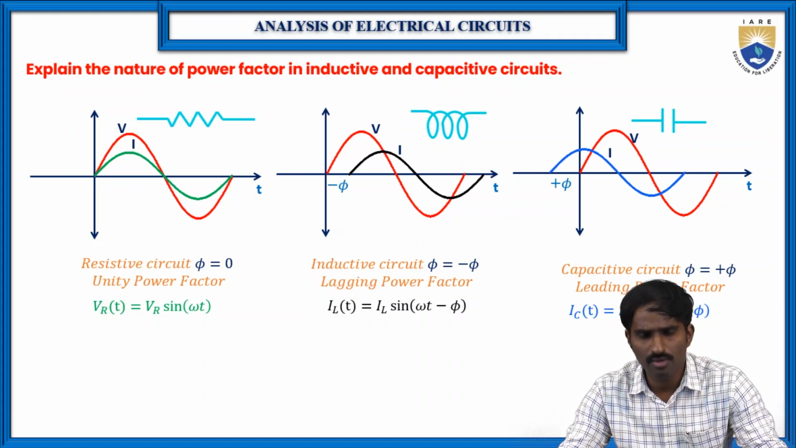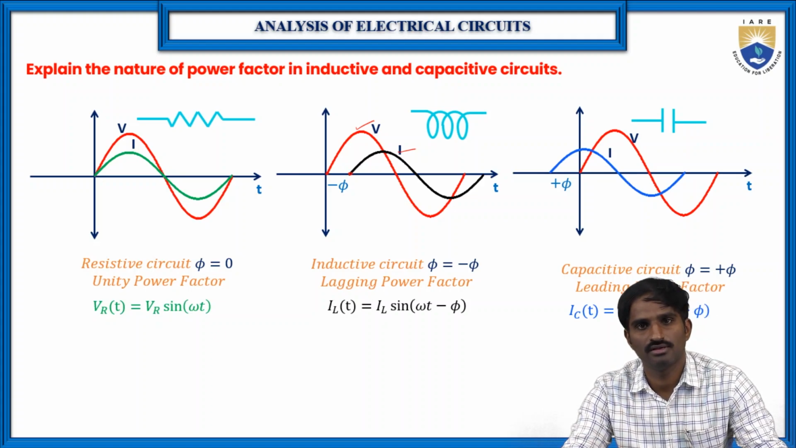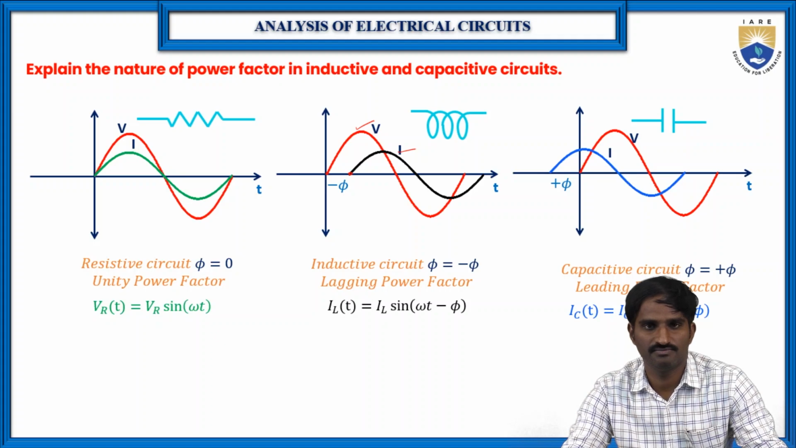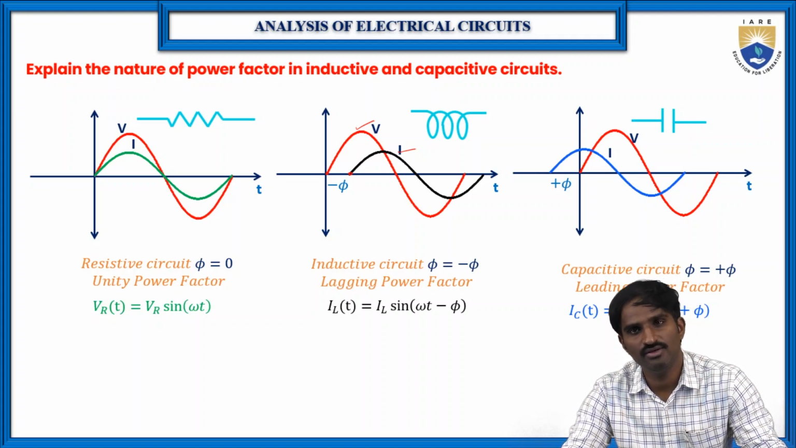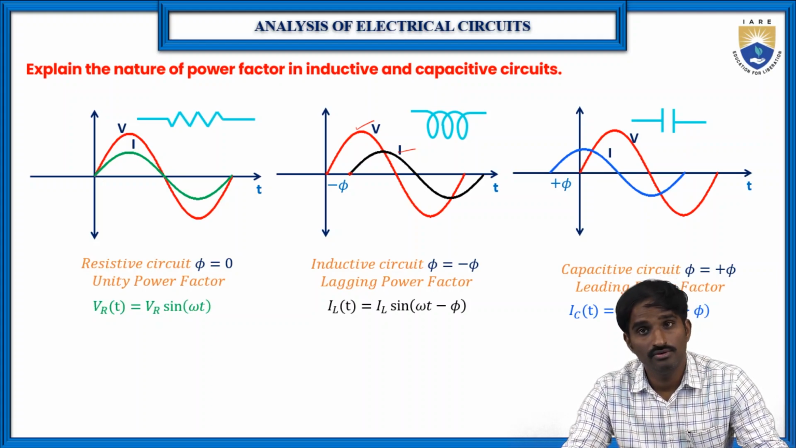Then coming to the inductive loads, as you can see, this is the voltage waveform and this is the current waveform. The voltage waveform starts here and the current waveform starts after 5 degrees, which means the current is lagging behind the voltage by 5 degrees, because here we are considering voltage as the reference. So the current lags behind the voltage by 5 degrees.